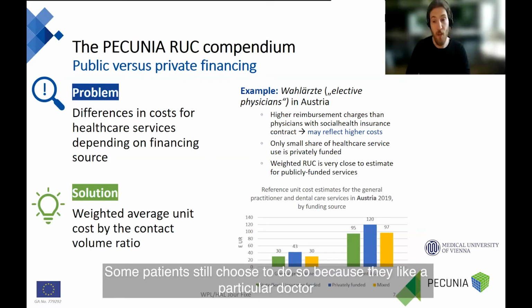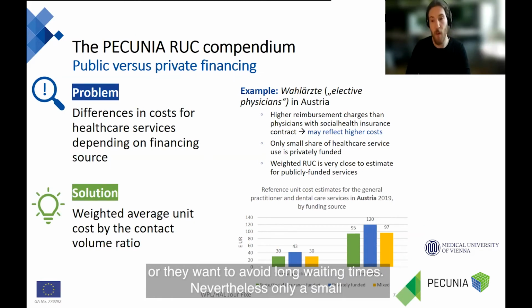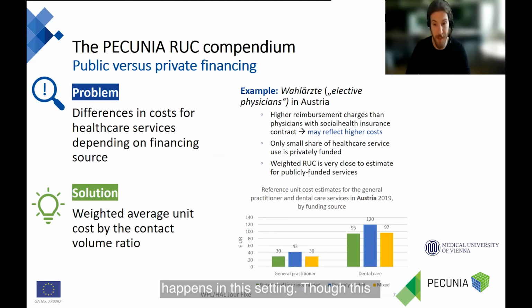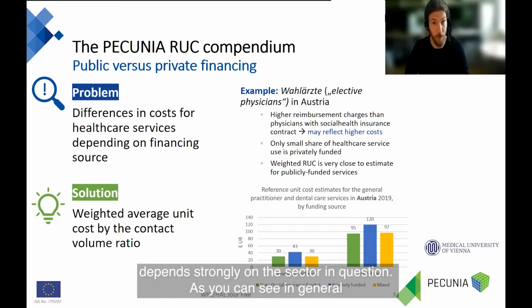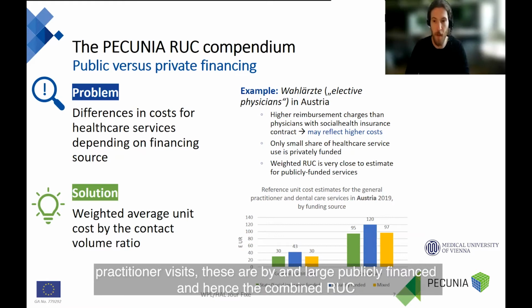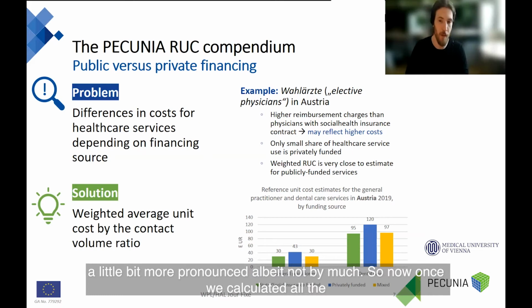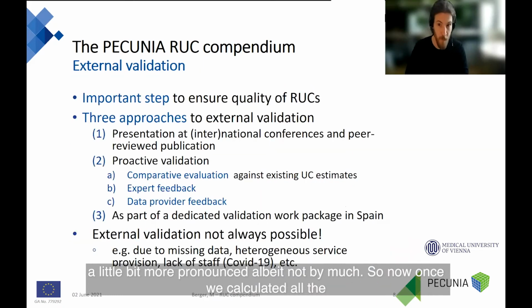Some patients still choose to do so because they like a particular doctor or they want to avoid long waiting times. And nevertheless, only a small fraction of healthcare service use in Austria happens in this setting, though this depends strongly on the sector in question. As you can see in general practitioner visits, these are by and large publicly financed, and hence the combined RUC is quite close to the publicly financed one. For dental care, the difference is a little bit more pronounced, albeit not by much.